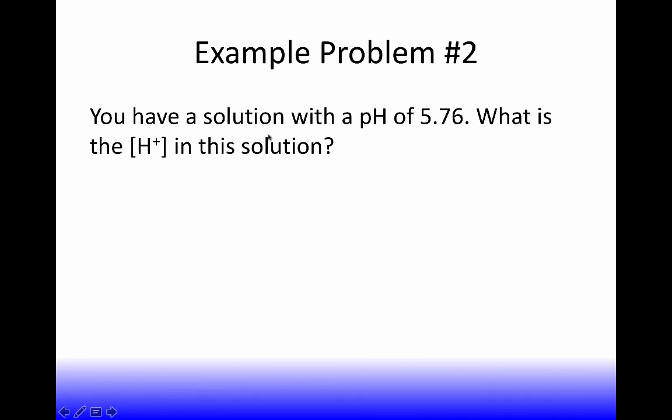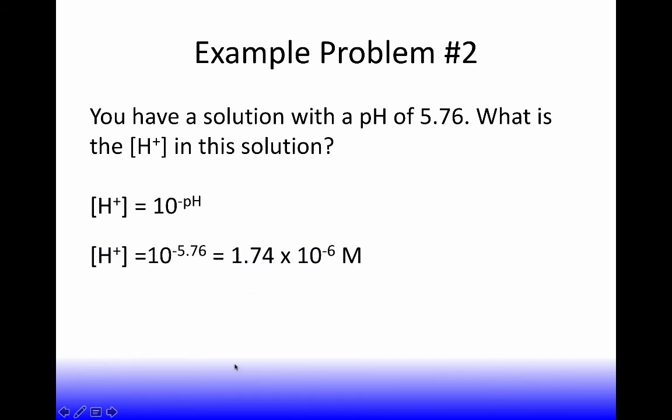Finally, if you have a solution with a pH value of 5.76, what's the hydrogen ion concentration? Again, here it's pretty straightforward. We just have to look up the right formula. The hydrogen ion concentration equals 10 to the minus pH. Since we have a pH value, we just plug it in, raise 10 to the minus 5.76, hit enter, and we'll get 1.74 times 10 to the minus 6 molar. And that's it.